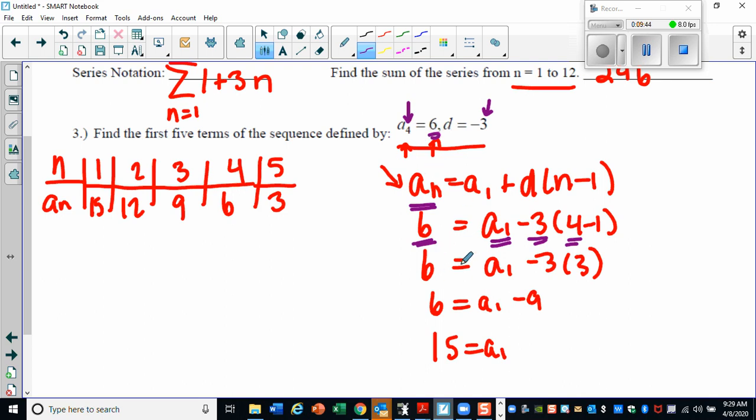So then you can just go through and solve this. So when you solve this, you get a sub 1 is equal to 15. So that tells you the number in your first position is 15. And then you can just work from there. You can actually subtract 3 and do the same thing. You get your 12, your 9, your 6, and your 3.